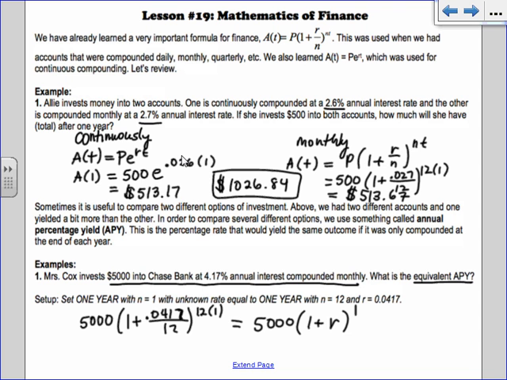Now, if you notice, it doesn't matter how much money I'm investing, because if I divide by 5,000, it's totally gone. So in the problem, we actually don't even need a 5,000. What we're doing is we're just comparing the part that was in parentheses raised to a power. Okay, that's what we're comparing. We're finding what annual rate gives the same thing as this 4.17% compounded monthly. So we're solving this equation. So on the left-hand side, I'm going to do the 0.0417 divided by 12, and I'm going to add 1 to it, and I'm going to raise it to the 12.